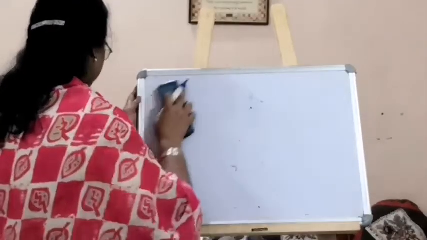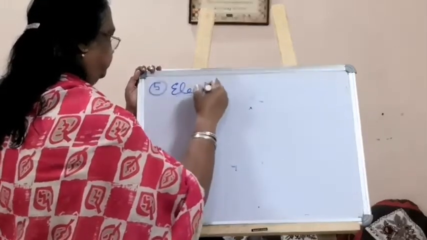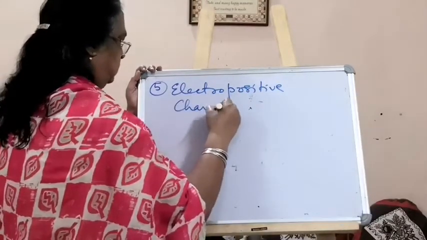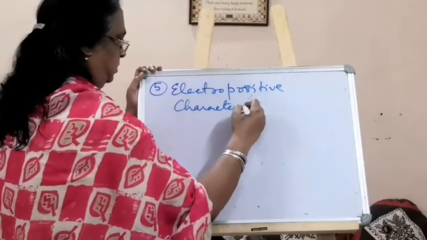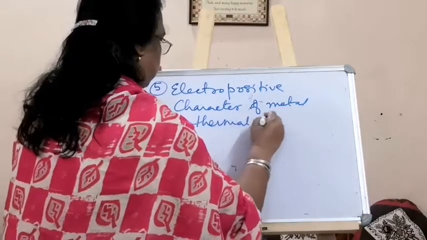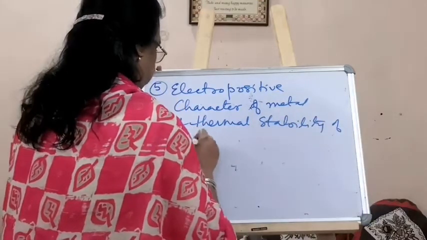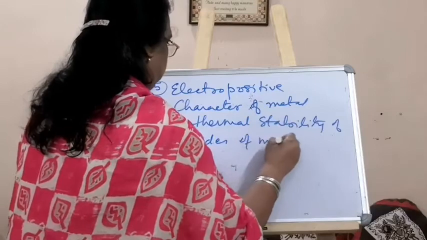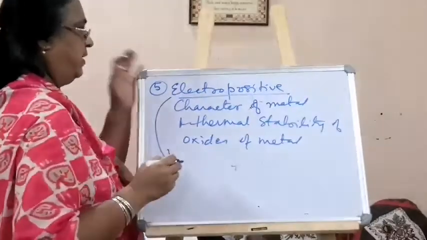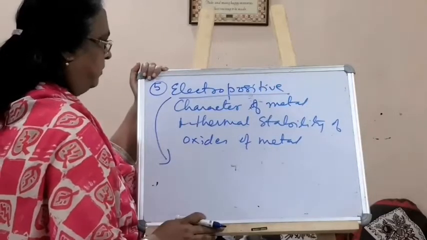So this was the fourth point. And now the next point, the fifth point: electropositive character of metal and thermal stability of oxides of metal. Electropositive character of metal means that when metals lose electrons, that is, oxidation takes place, they are turned into positive ions.